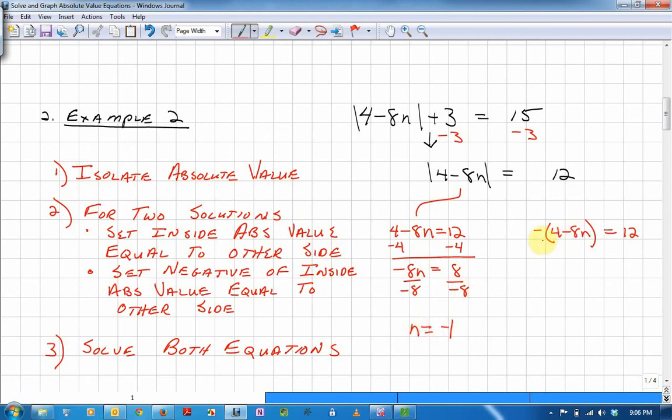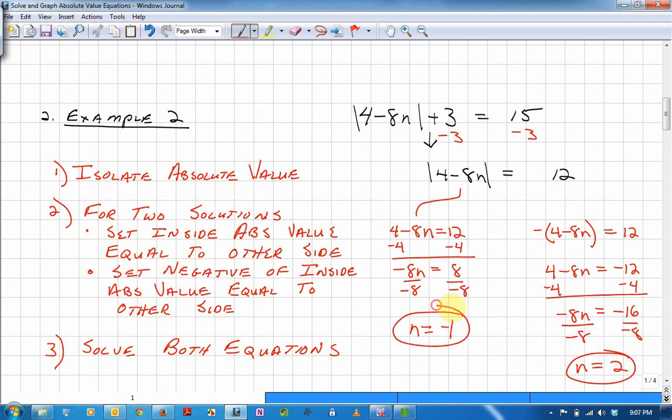For the other side, I'm going to get rid of this negative by dividing both sides by negative 1. That would give me 4 minus 8n is equal to negative 12. Now let's subtract 4 from both sides. That would give me negative 8n is equal to negative 16. Now let's divide by negative 8, and I would have n is equal to 2. So these are both my solutions for that equation.